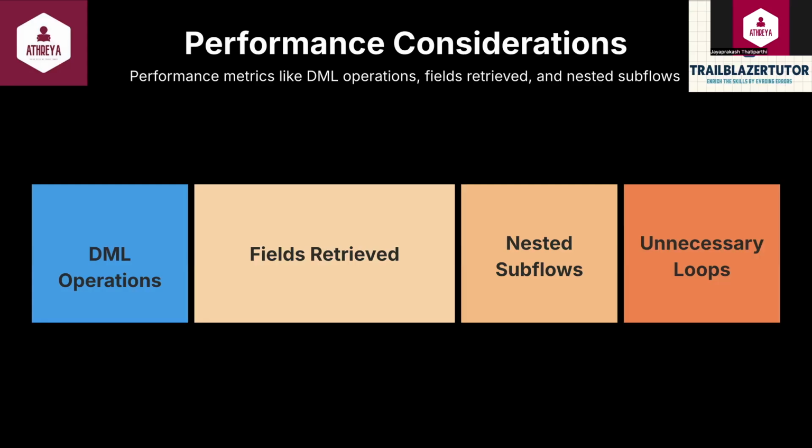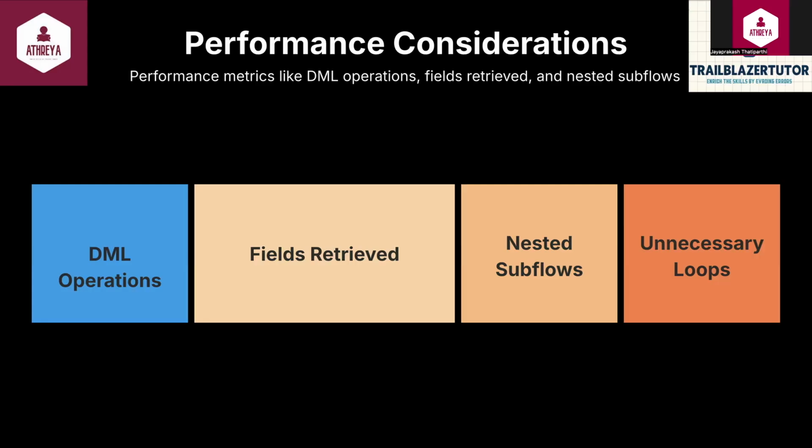Subflows are great for reusing logic, but too many nested subflows can lead to increased processing time and make debugging more difficult. Try to keep your flow hierarchy simple and avoid deeply nested dependencies unless absolutely necessary. Instead of calling three subflows subsequently, each performing a DML, combine the logic into a single well-structured subflow or centralize shared actions like notifications or validations.